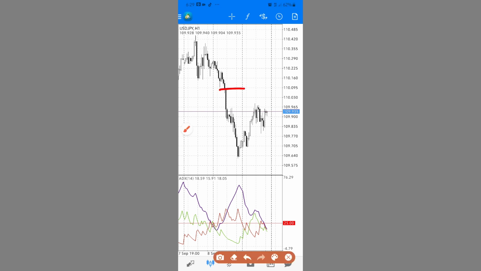But from somewhere here down to here, 110.95, and then 109.640. Okay, so it's a sell-off.